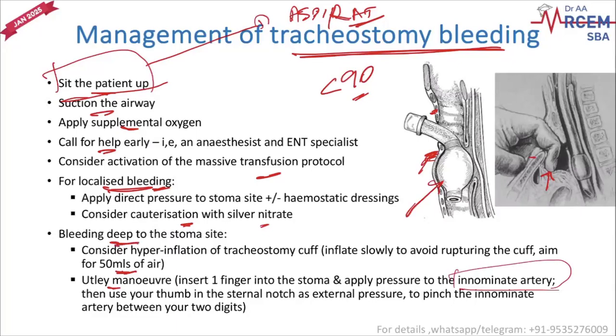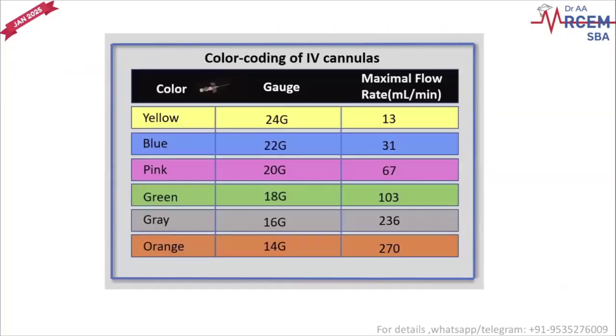So the artery between your two digits, you are compressing with your thumb and the index finger, trying to stop the bleeding from that artery. This is known as Utlis maneuver.